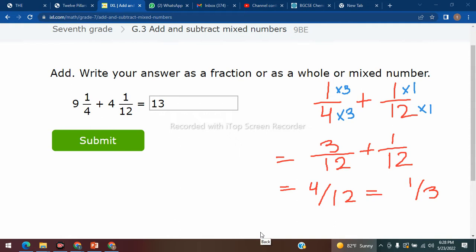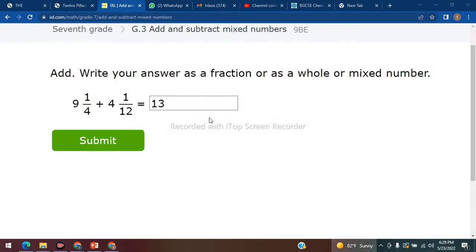Mr. Petit, where did you get the 4 over 12 from? 3 plus 1 is 4. Oh, shoot. So 1 over 3. 13 and 1 over 3.